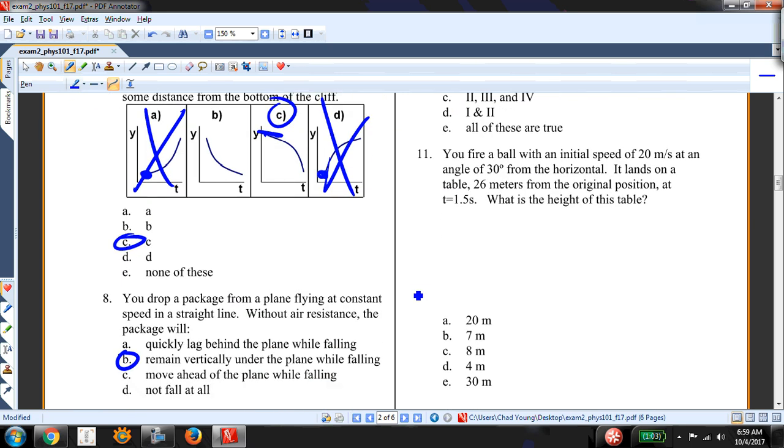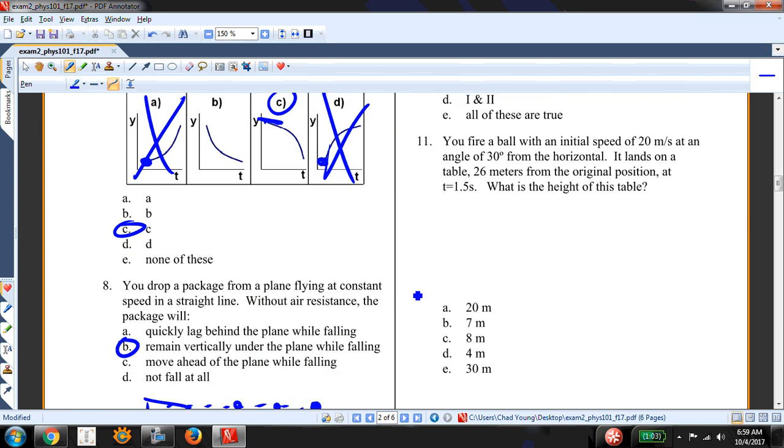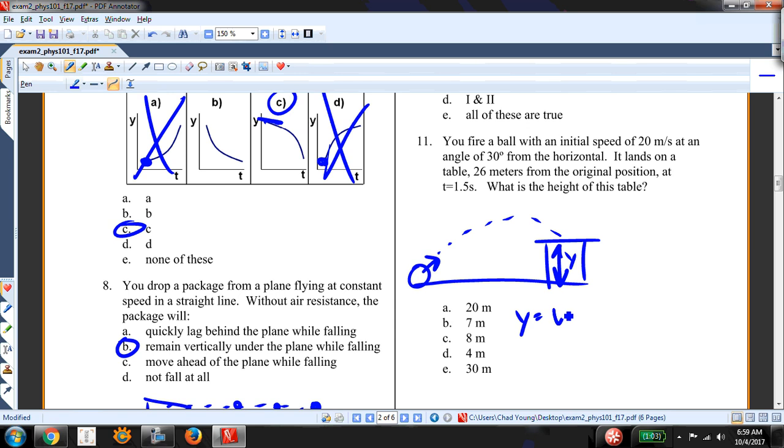You fire a ball with an initial speed of 20 at an angle of 30, and it lands on a table 26 meters from the original position. What is the height of this table? So I have an object that I fire like this, but it lands at some height. And we don't know what that height is, but I want to know what y is. Okay, this is a one-step problem. y is equal to v0y t plus 1/2 ay t squared. Excuse me, v0y is 20 sine of 30, times t, which is 1.5 seconds.